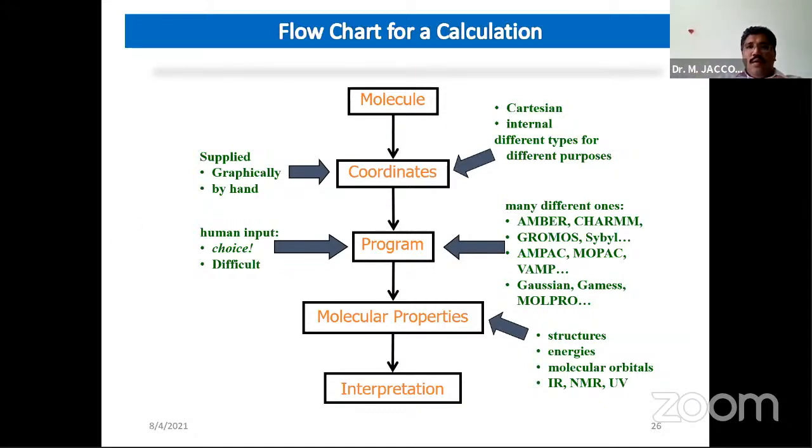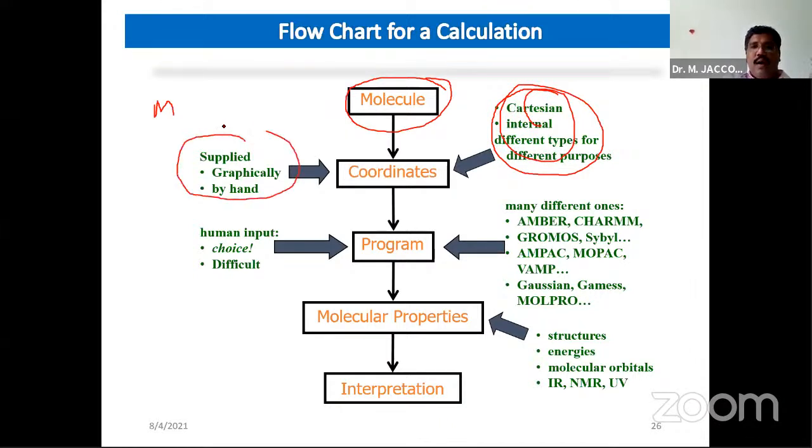Okay, so what is the flow chart in order to do the calculation? Number one, when you try to do any modeling, any computational calculation, the first thing you need is a molecular geometry. I will explain how to represent the molecular geometry in computational software. These are the various methods of representing the molecular geometry, graphical or by hand.